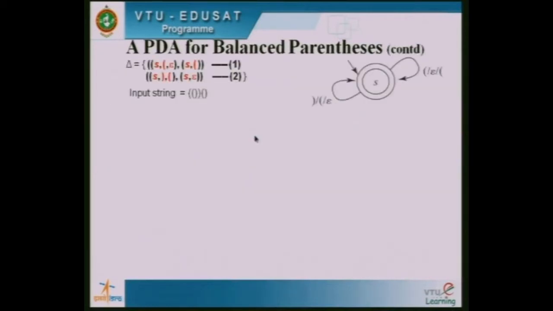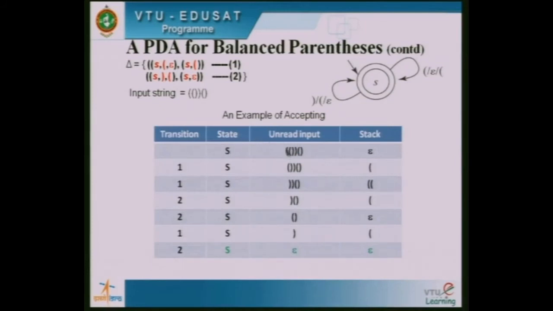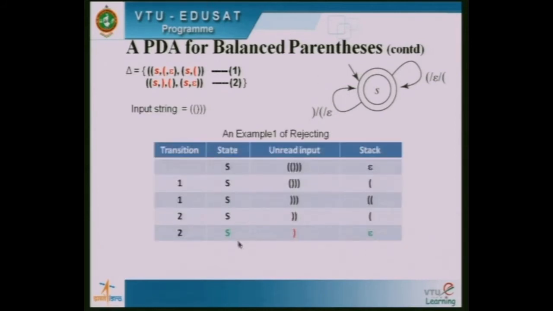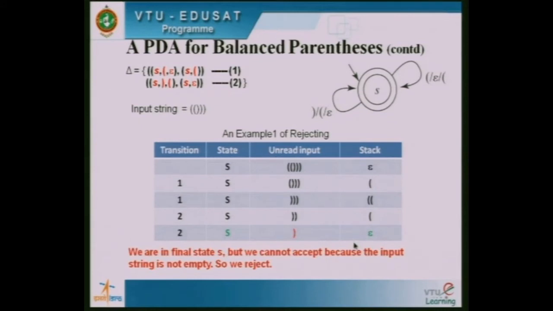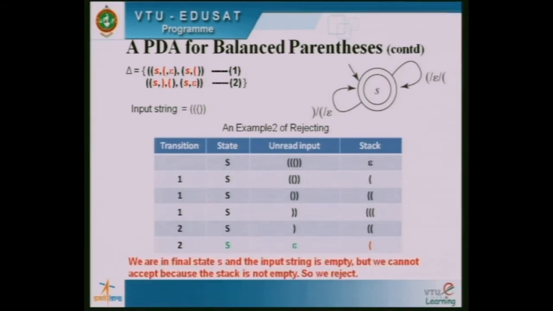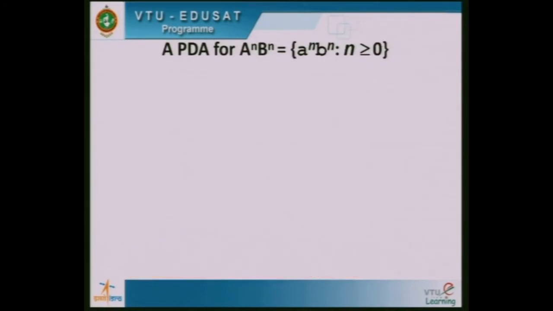So here is an example of what we discussed just now, an example of accepting the string. Final state, input is consumed, stack is empty, hence the string is accepted. One more example wherein it has reached the final state, but input is not yet empty, but stack is empty, at that time it is rejected. And one more case wherein it has reached the final state, input string is empty, but the stack is not empty. So this is also a case wherein the string is rejected. So this is an example for balanced parenthesis.